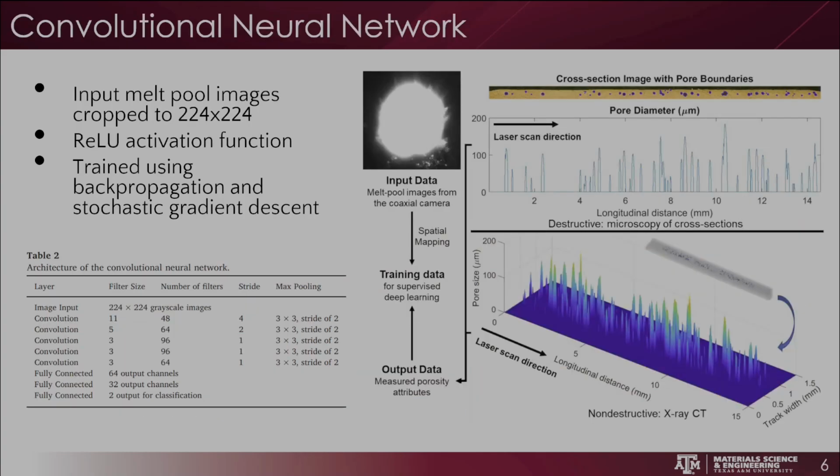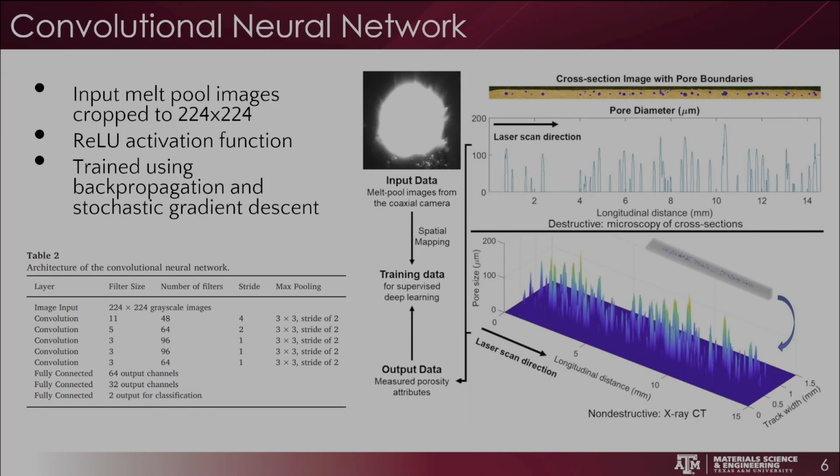The convolutional neural network was trained using input of the melt pool images that were cropped to 224 by 224 pixels, and the melt pool was centered in the image. It used a rectified linear unit activation function, and it was then trained using backpropagation and stochastic gradient descent.